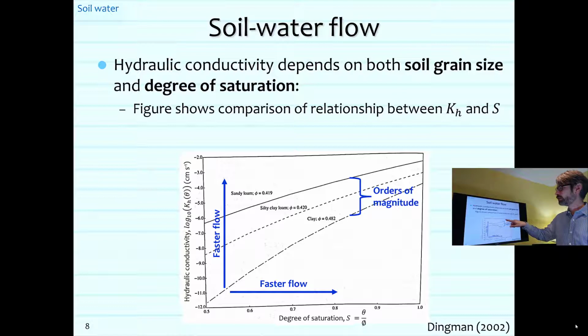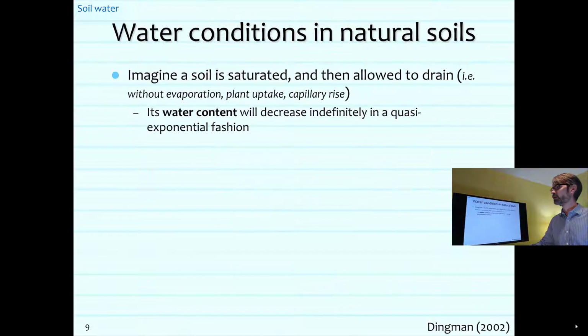Note too that these are orders of magnitude difference, because again, it's a log scale. We've looked at some theoretical information. Now let's look at water conditions in natural soils. Imagine that a soil is saturated, and then it's allowed to drain, possibly slowly, possibly quickly. This occurs without evaporation, without plant uptake, and without capillary rise.